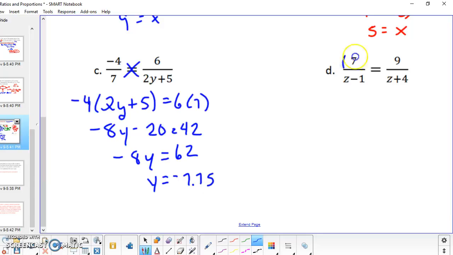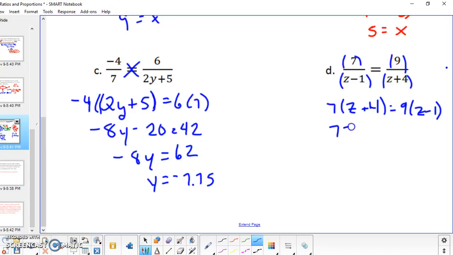And for the last one, again, notice I did put my brackets around all of the pieces. So 7 times z plus 4 equals 9 times z minus 1. So that's 7z. 4 times 7 is 28. 9 times z. And 9 times negative 1.